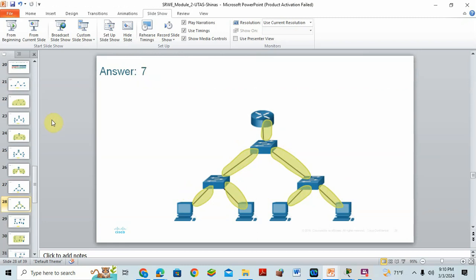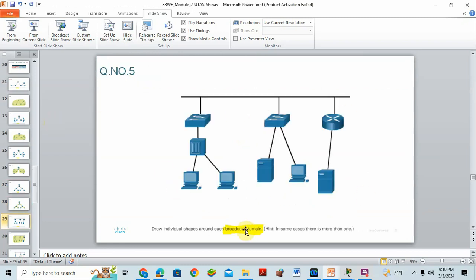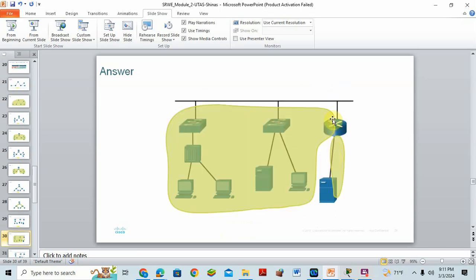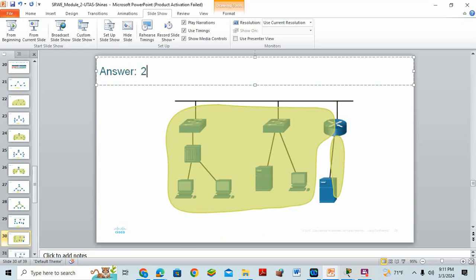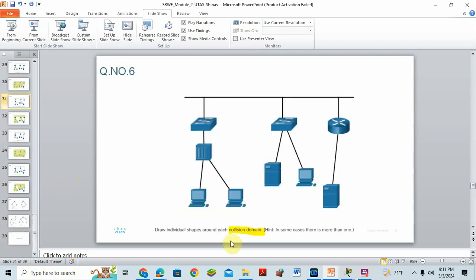7. Okay. Question number 5. What is a broadcast domain? Broadcast domain means the number of connections in the router, the number of networks in the router. So here the router has one connection, two connections. So this all will come under one network. This is another network. So we have two. See, this is all one network. This is separate. So the answer is 2. Number of connections to the router, number of cables, number of networks to the router. This is the broadcast domain.